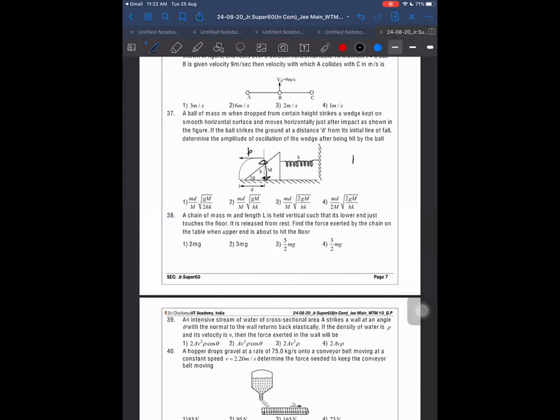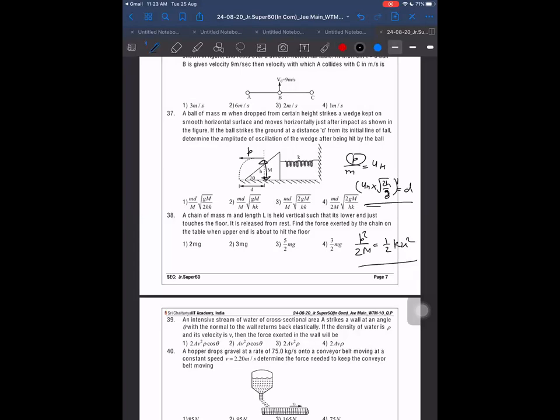P divided by M will be the horizontal component of velocity. Horizontal component of velocity into root 2H by g will be equal to the horizontal distance covered, D. That is one equation. Another equation is that P squared by 2M is equal to half K X squared. Then I will use this, and I can write it in terms of P. Then I will be getting this thing.